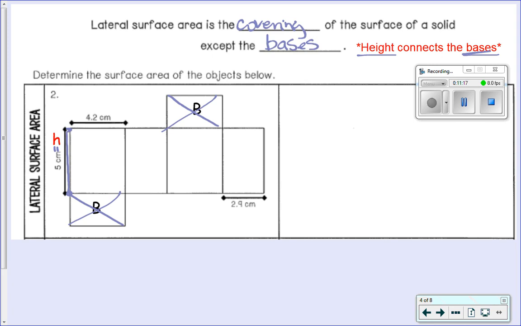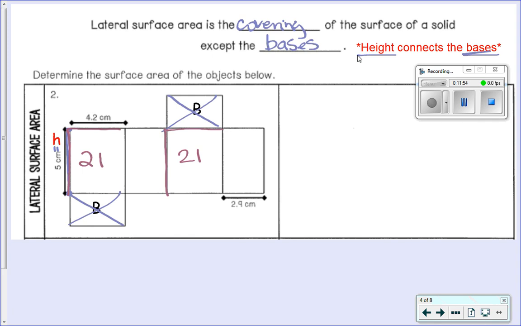Okay? So if you think of a soup can, that's the lateral surface area. That paper goes around it. Okay? It's a cylinder. But your bases are not getting covered, right? Okay, so that's what's happening here. So let's find the area of each shape. So if this is 5, we have 5 times 4.2 is, you got it. So if this is 21, what is this one? You got it. Okay.